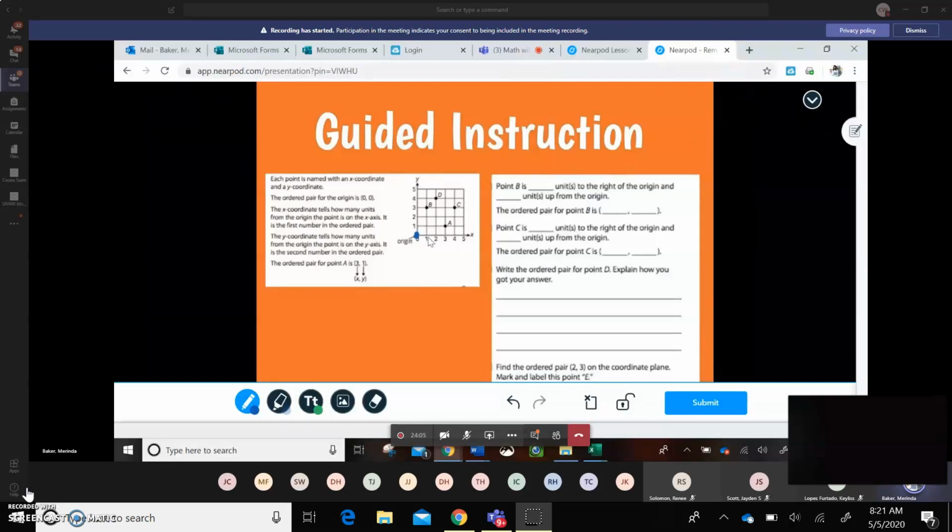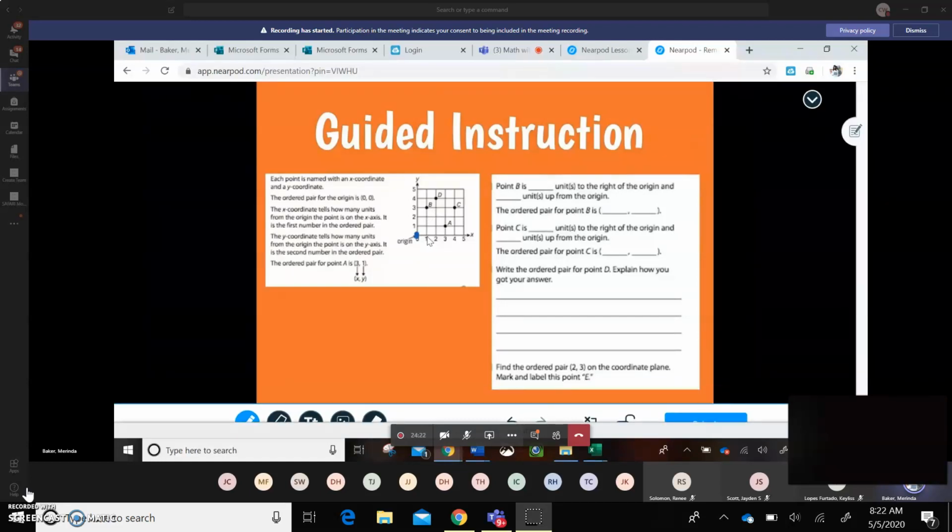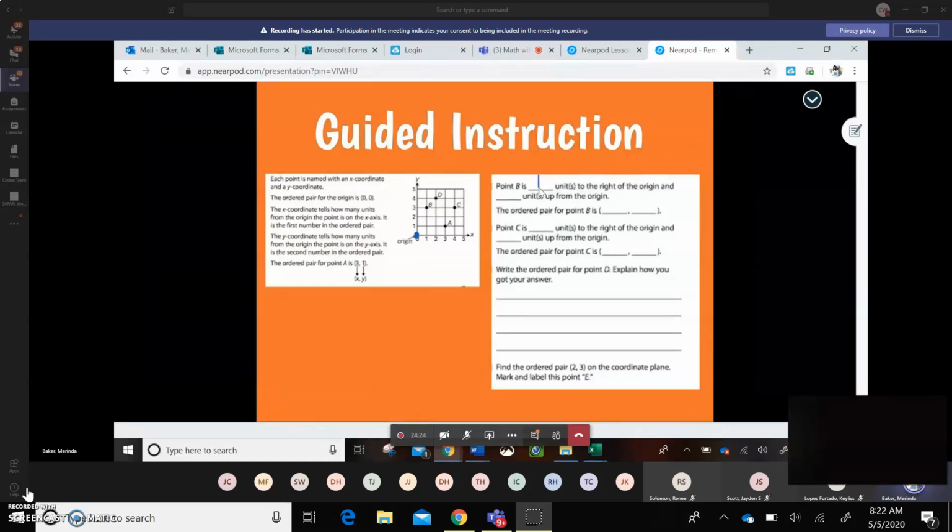Okay, so now we're going to walk through B. I know if I'm moving to the right, then I need to be moving along the x-axis. But first, I'm going to always start at my origin. So I'm starting at the origin, and now I need to find B. Okay, B is here. I need to move 1 unit to the right. Okay, so I'm going to put that in my blank.